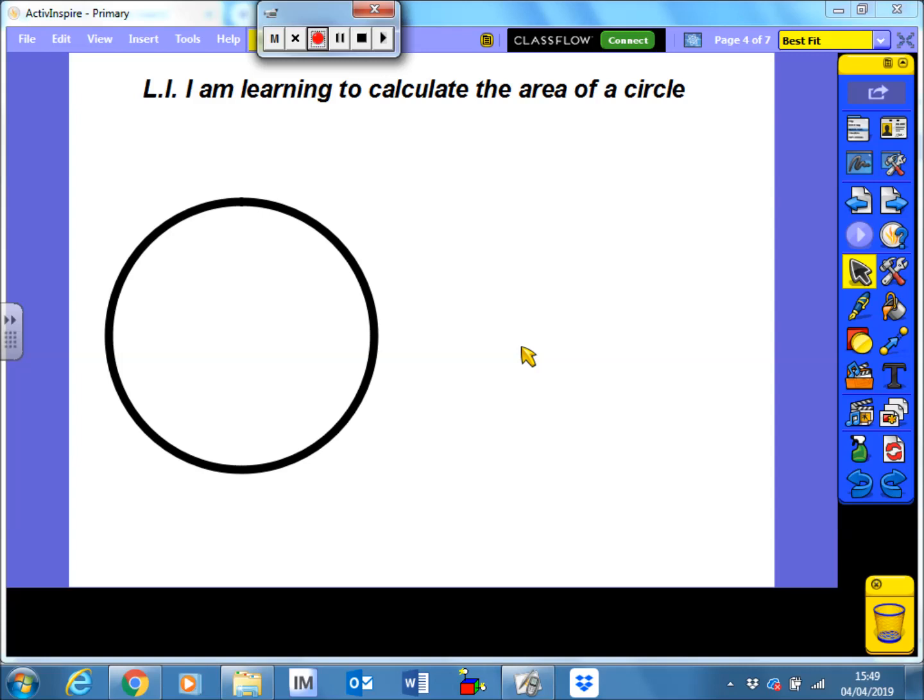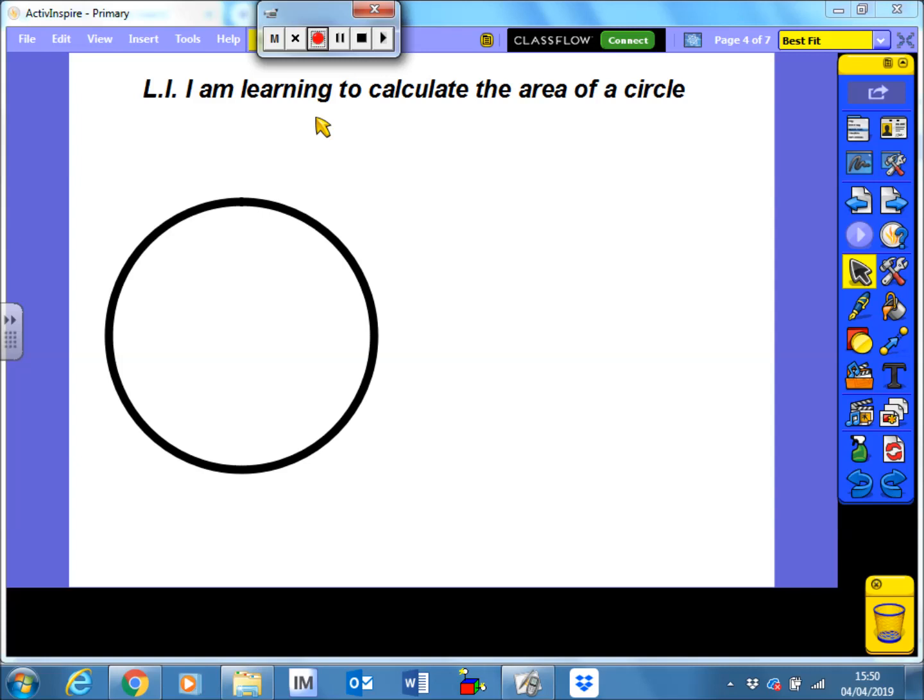Hi guys, in this video we're going to be learning how to calculate the area of a circle. Before starting this, it would be really good if you already had an understanding of how to calculate area in other shapes such as rectangles and triangles, but it would also be good if you had a basic understanding of algebra as well, because some algebraic thinking does come into calculating the area of a circle.